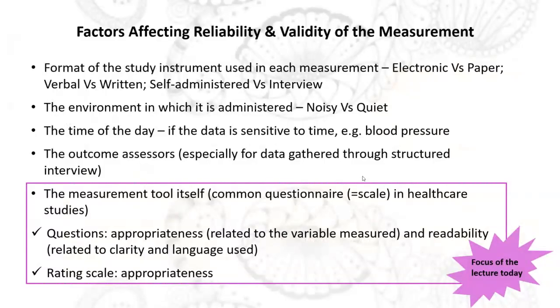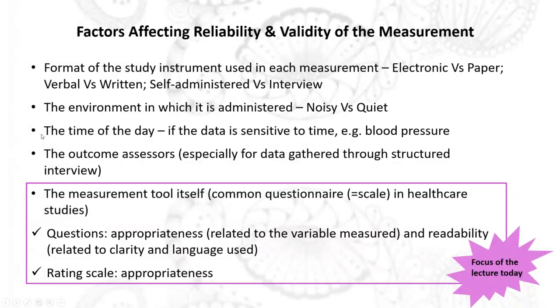Okay, factors affecting the reliability and validity of measurements. There are many factors that may affect the validity and reliability of measurements. The validity and reliability of measurement tools is only one of them, and it is the key one. So I highlight here the last point, measurement tools. The validity and reliability of the measurement tools is a core factor that may affect the quality of the data. But apart from it, there are still other factors affecting the validity and reliability of the data.